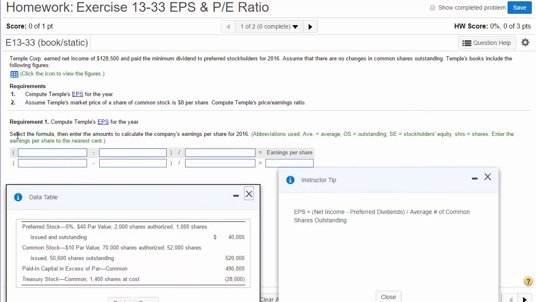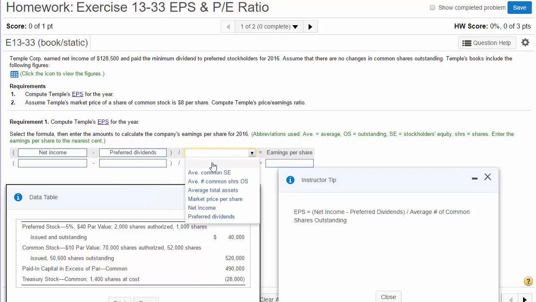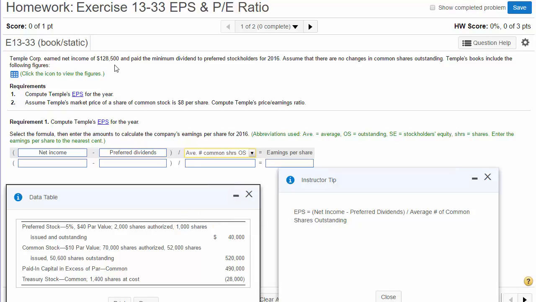Requirement 1: select the formula, then enter the amounts to calculate a company's earnings per share. Abbreviations: AVE equals average, OS is outstanding, SE is stockholders' equity, SHRS is shares. We enter the earnings per share to the nearest cent. So they want us to plug in the formula in words for earnings per share. We have net income minus preferred dividends divided by average common shares outstanding. The OS stands for outstanding.